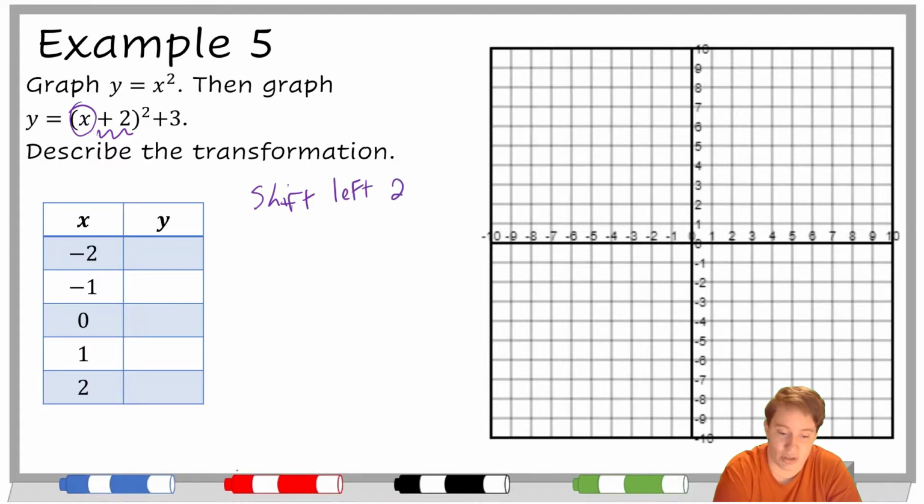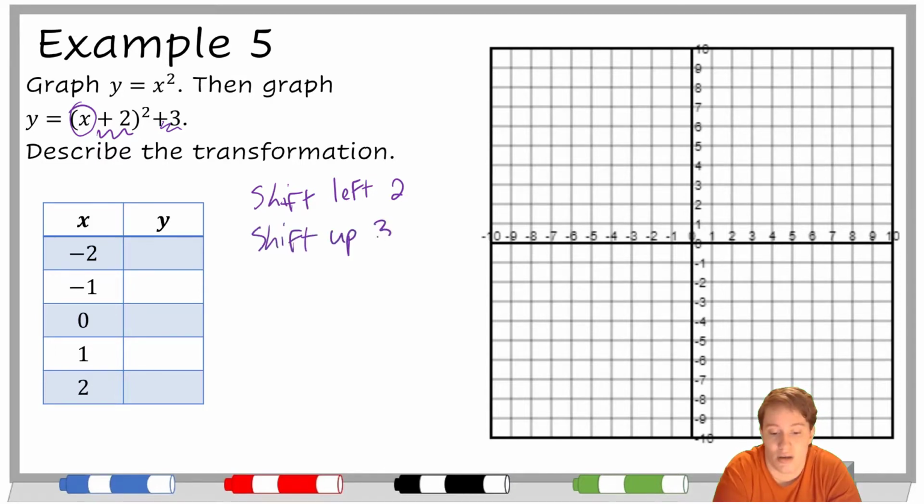The plus 3 on the outside is going to be a shift up or down, because what's happening is that we've already taken care of squaring our x and our plus 2. And so then it's going to take whatever we have and it's going to either add or subtract to it because it's outside. So since it's a plus 3, it's going to shift up 3.